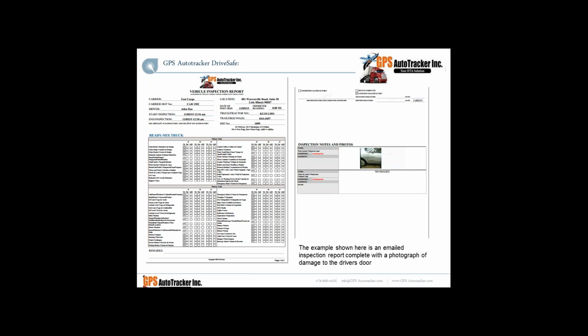And basically this is what the report will look like when you're done. Everything is neatly typed. All of your odometer readings are reported, every result of every inspection, any remarks that were voice to text created, any photographs that you uploaded, like this one. And the example shown here is an emailed inspection report complete with a photograph of damage to a driver's door.